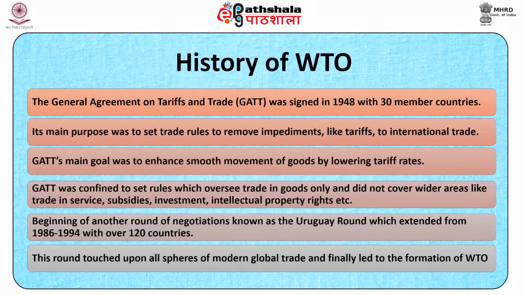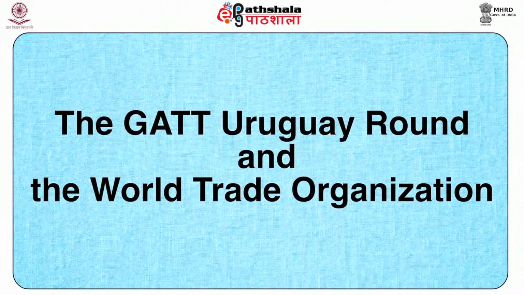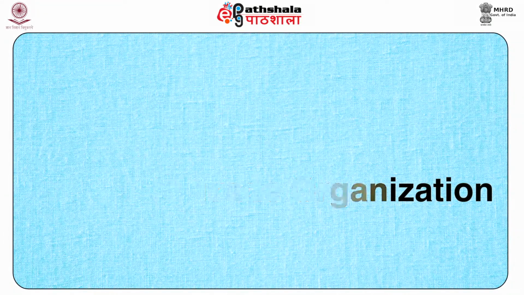This round touched upon all spheres of modern global trade, such as trade in goods and services, trade in agricultural goods, intellectual property rights, safeguards, subsidies, investment and dispute settlement mechanism between member countries, and finally led to the formation of WTO. The GATT Uruguay Round and the World Trade Organization.